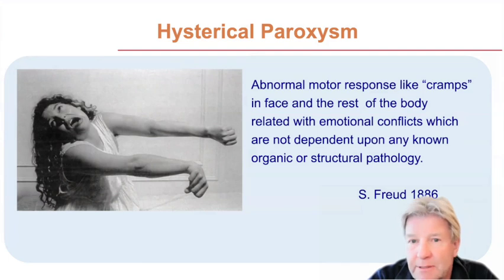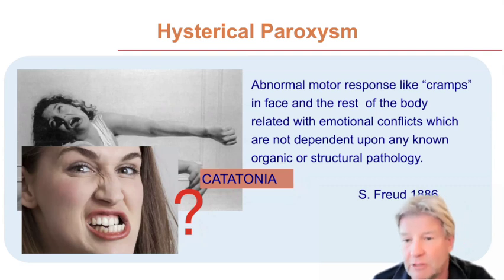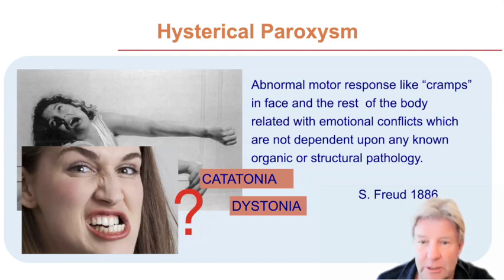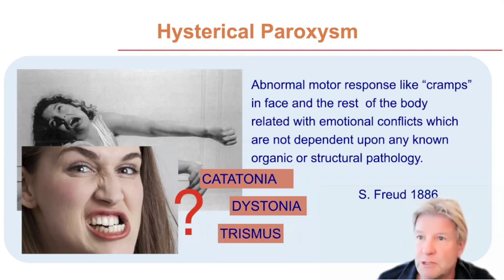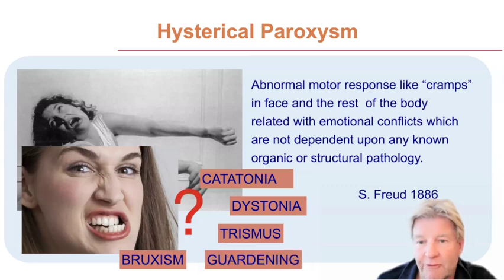First, very well described, the symptoms are described by Sigmund Freud. And Sigmund Freud saw a lot of cramps in the face, especially in women. And he related it with conflicts, emotional conflicts, more than 100 years ago. And in the time afterwards, a lot of ideas came in about cramp in the face, that it had to do with catatonia, a kind of neurological disease. Or it has to do with dystonia. We also still know this neurological disease as orofacial dystonia. Or trismus, we also know. And also bruxism.